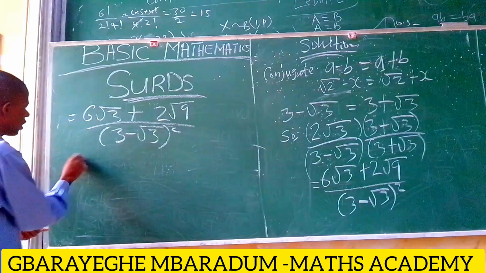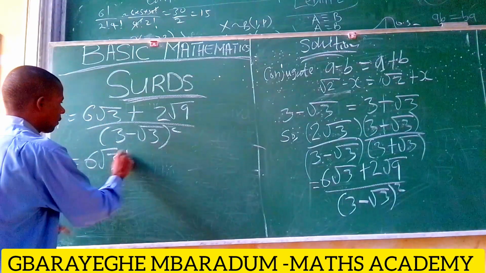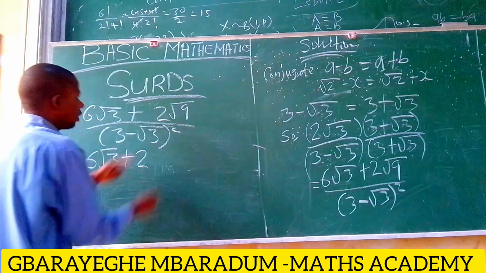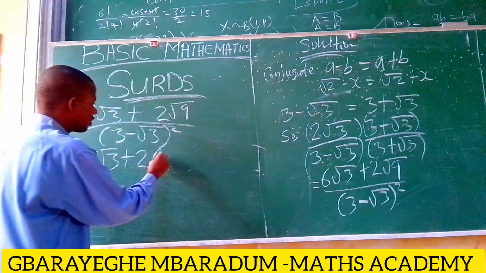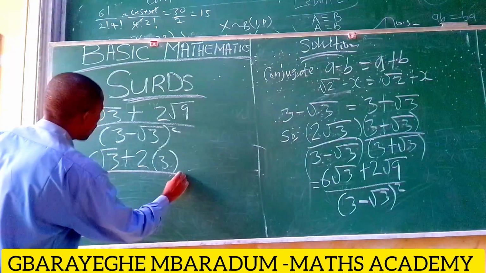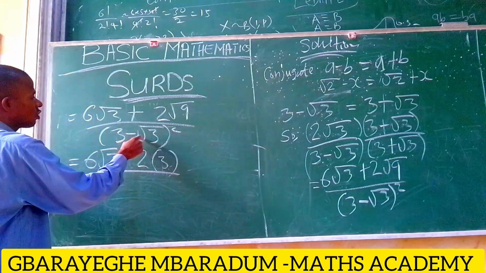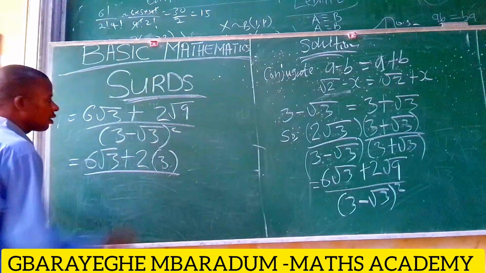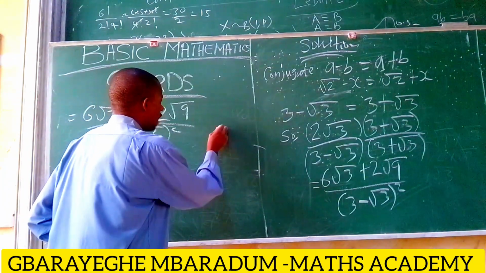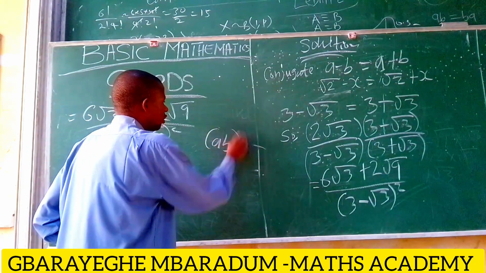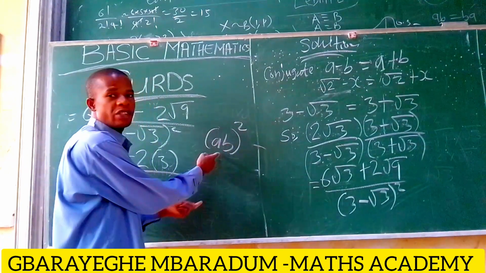Now, let's look at it. 6 root 3, right? Plus 2 root 9. Square root of 9 is 3, right? All over, we come down, this is 3 minus square root of 3, raised to the power of 2. If you understand our law of indices, that if you have something like (ab) raised to the power of 2, this is a power rule in indices. The power is going to affect everything in the bracket.